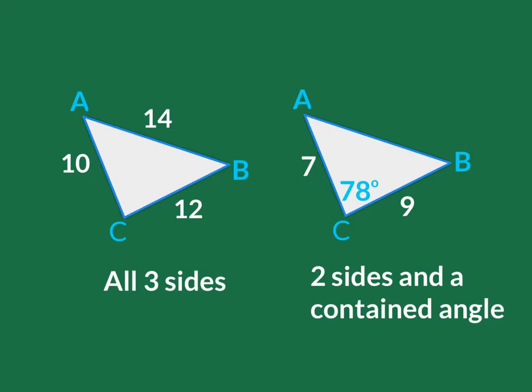In the case where we have all three sides and no angles given, or in the case where we have two sides and a contained angle, or the angle contained between those two known sides. Those are the only two situations in which you're going to use the cosine law formula to find an unknown side or an unknown angle in a non-right angle triangle.